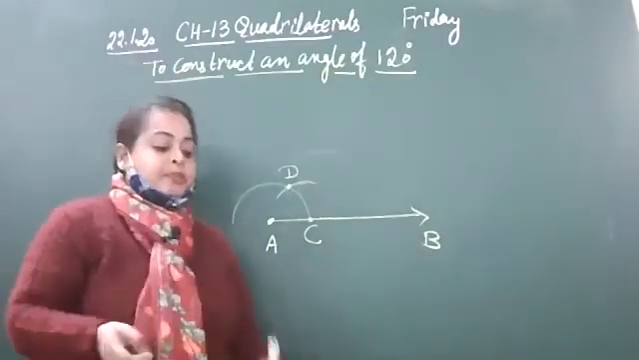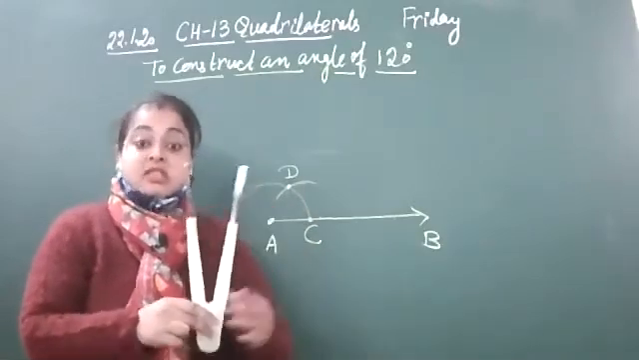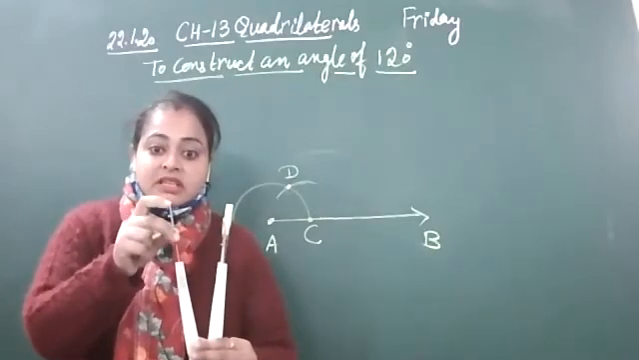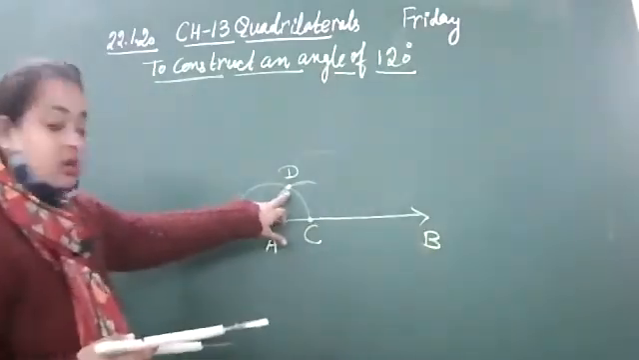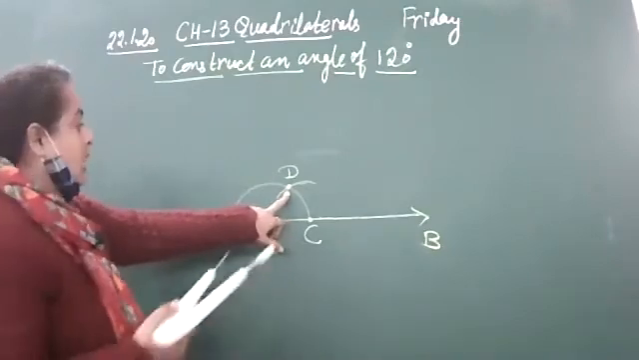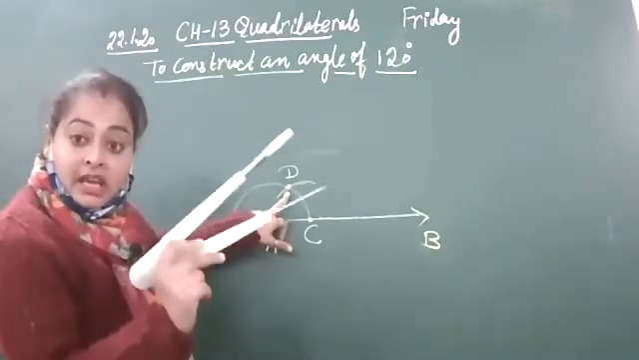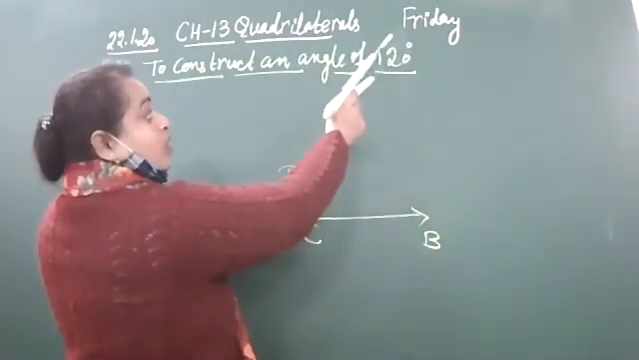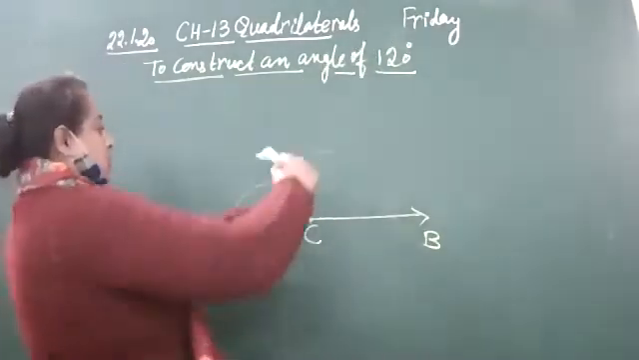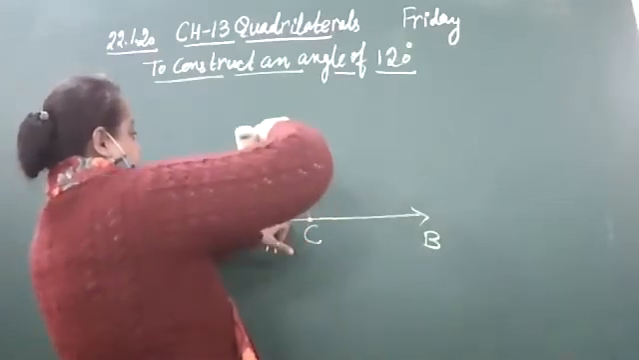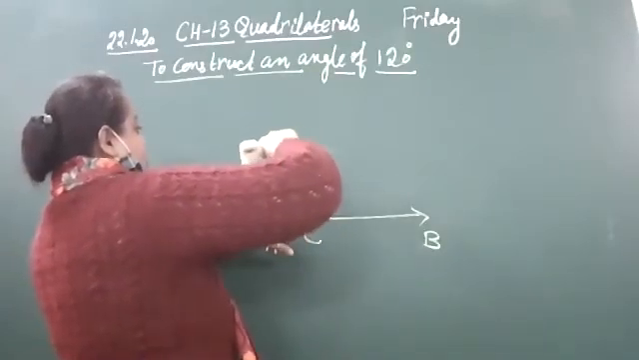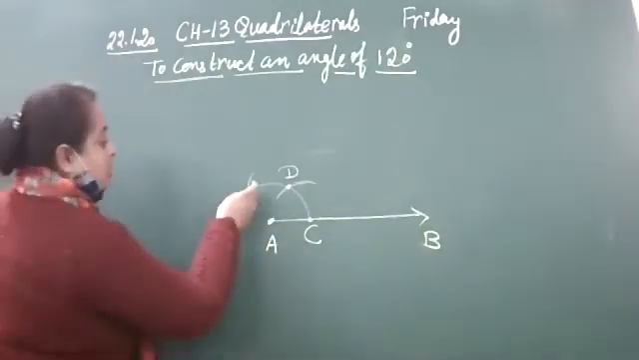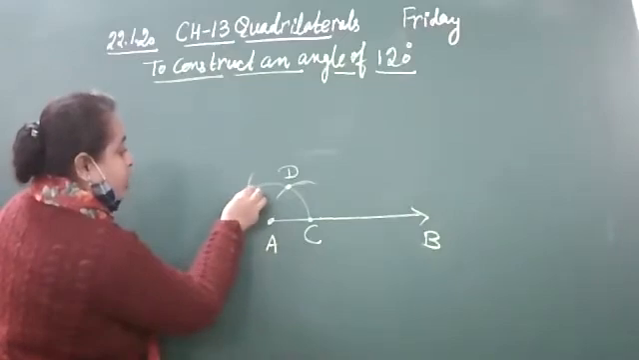Now again you will put the sharp tip of your compass at this D point. This is your next step. Now put your compass again at this D point for the construction of the 120-degree angle. Now again put here, and you will get one new point. This is one new point for you.